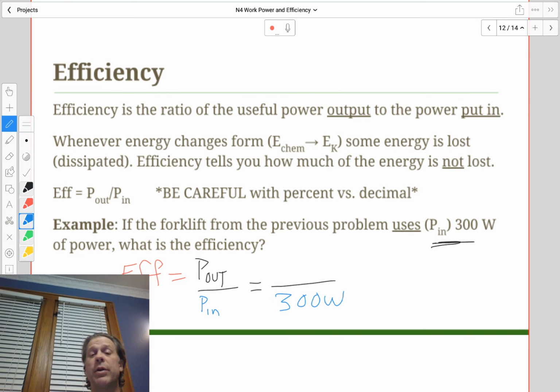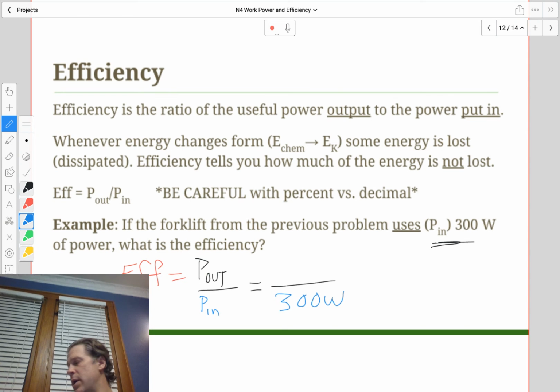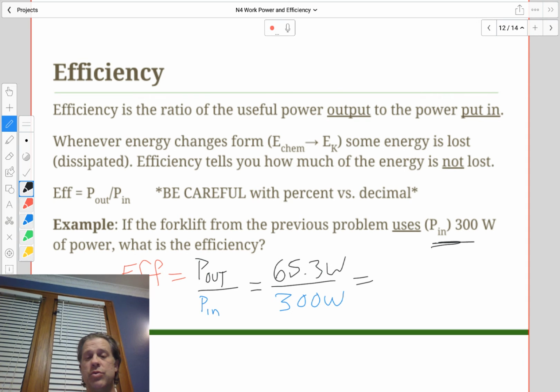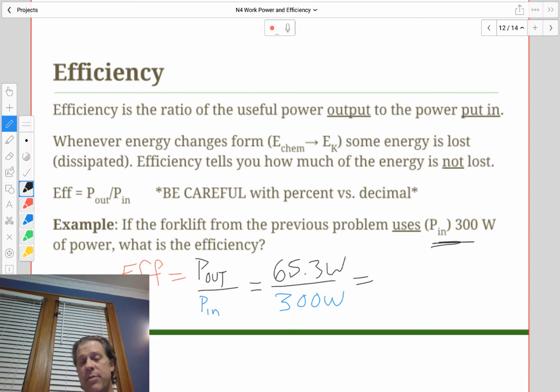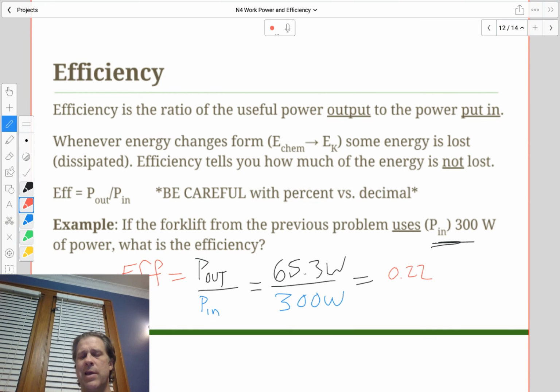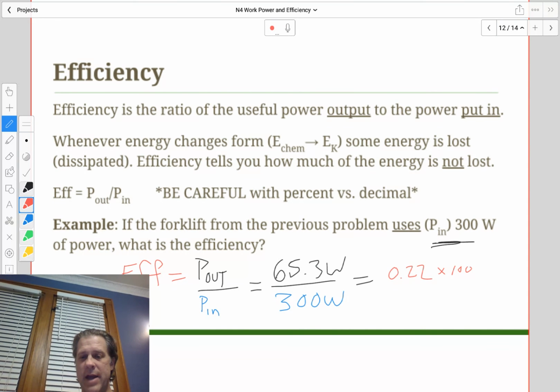So I'm going to take my 300 watts and put it on the bottom. And the power out comes from the last problem, the problem where we calculated the fact that the forklift put in 65.3 watts of energy. And so when you do the math, you take 65.3 divided by 300, you get a value for the efficiency to be 0.22. Well, that doesn't really tell me much. So if I multiply that by 100 to get a percent, I get 22%.